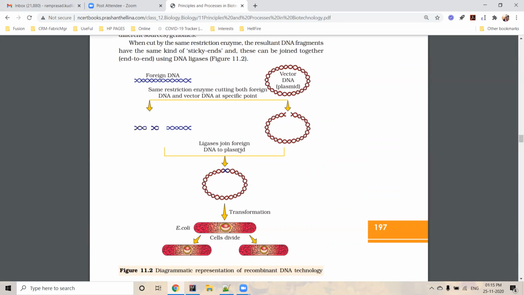How does it join? It creates a phosphodiester bond between the 3' hydroxyl group of one end and the 5' phosphate group of another end. So it is also called the molecular stitcher.